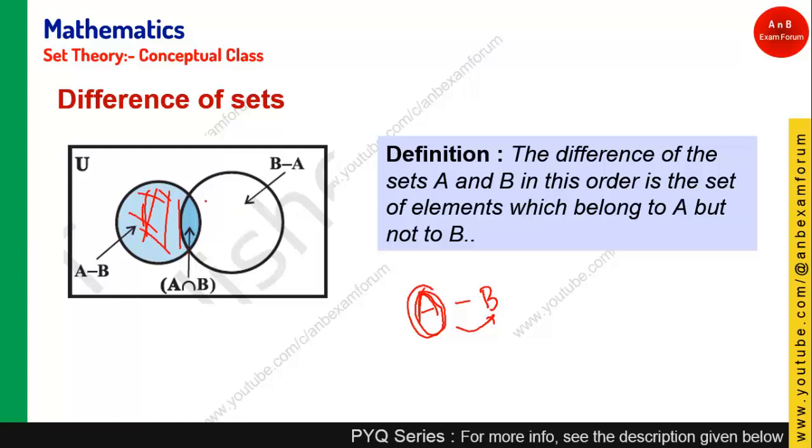Again, this white portion denotes B minus A, the elements which are present in B but not in A, excluding the common ones. If you see the definition, X belongs to A and X does not belong to B. So all the elements which belong only to A but not B. Obviously the common elements will not be in the difference of sets. And a very common point is that A minus B will never be equal to B minus A, because this is B minus A, and this will be A minus B. So how can they be equal, right?